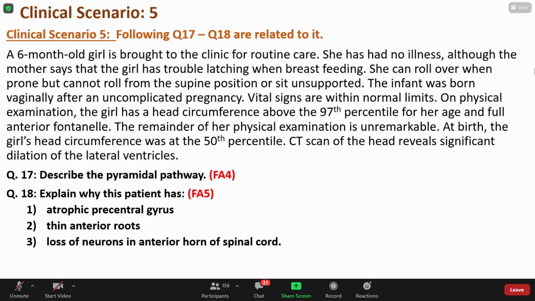Okay, so the question says describe the pyramidal pathway. So first, the pyramidal pathway is the primary pathway. It's responsible for skilled movement, modulated by two structures, the basal ganglia and the cerebellum. It consists of two separate pathways, the corticospinal pathway and the corticobulbar pathway. The corticospinal pathway has neurons coming from the cortex into the anterior gray horn cells of the spinal cord. Its principal function is to supply the distal musculature in the limbs and the trunk.